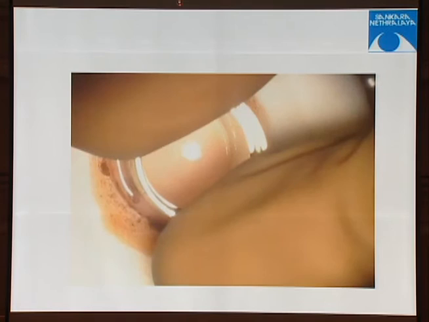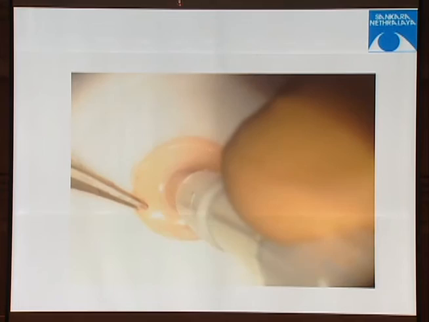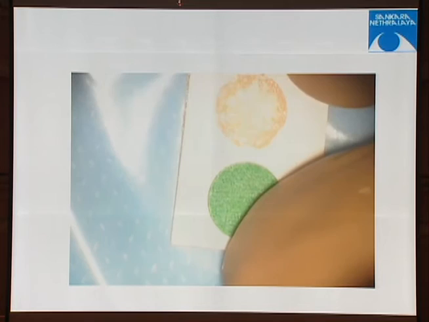Basically, the back plate is 8 millimeters, so you can use an 8.5 or 9 millimeter trephine to punch the cornea. The central 3 millimeters is trephined. And the rest of the assembly is reasonably similar to what you would do for a Boston keratoprosthesis.